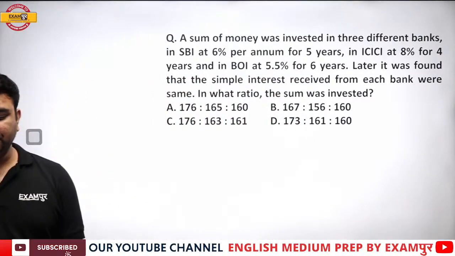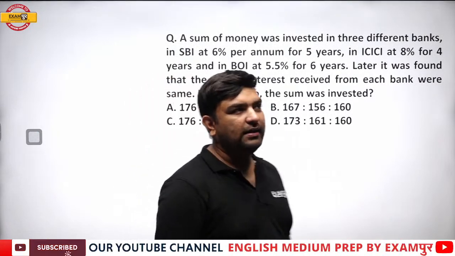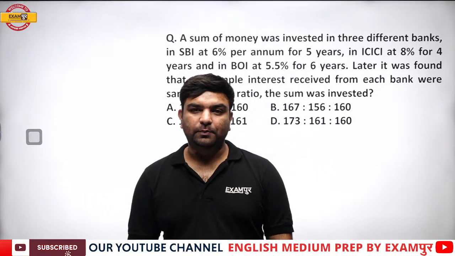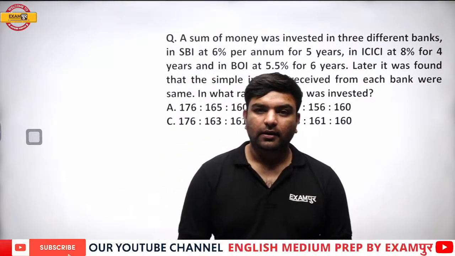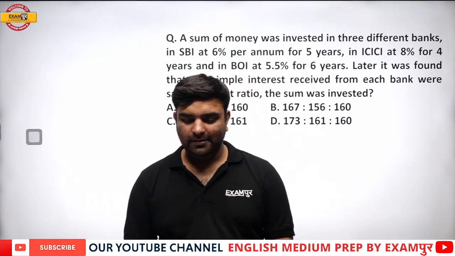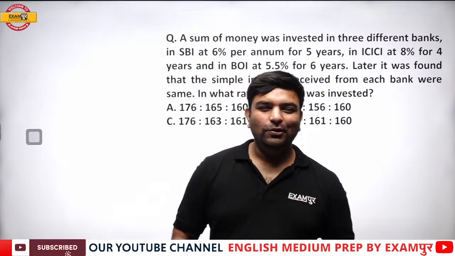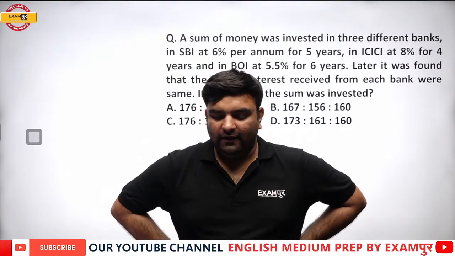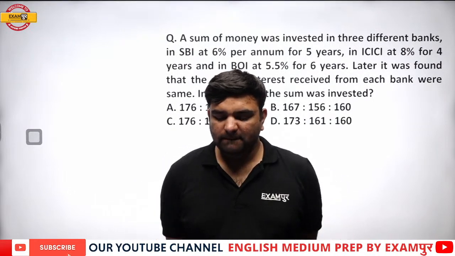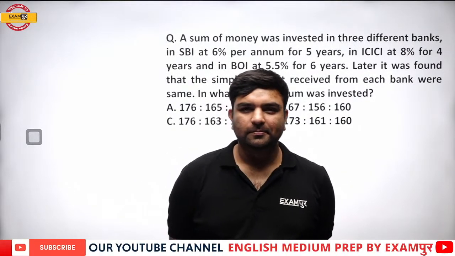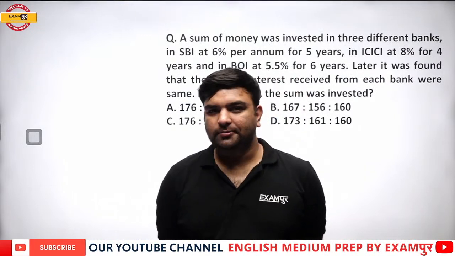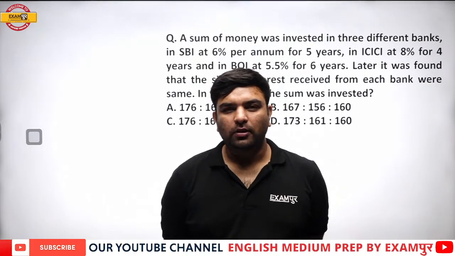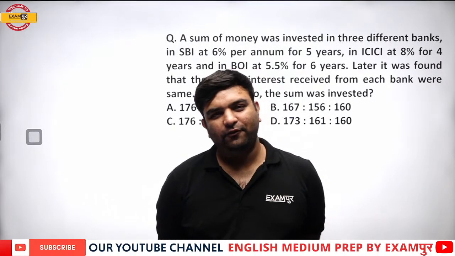A sum of money is invested in 3 different banks. In SBI at the rate of 6% per annum for 5 years. In ICICI at the rate of 8% for 4 years. In Bank of India at the rate of... No, you would have got a negative rate, Harika. Because a lower sum lent for lower time can never become equal to a more sum lent for more time.